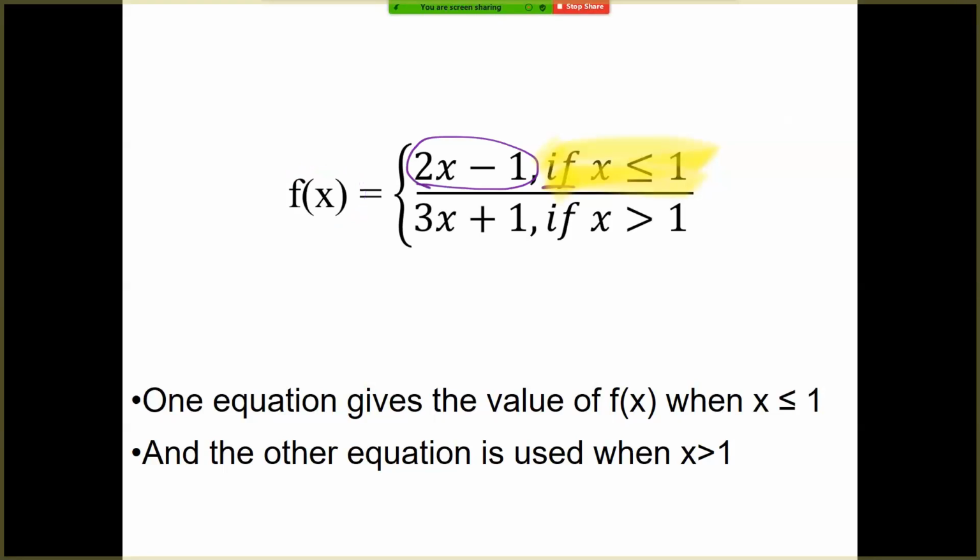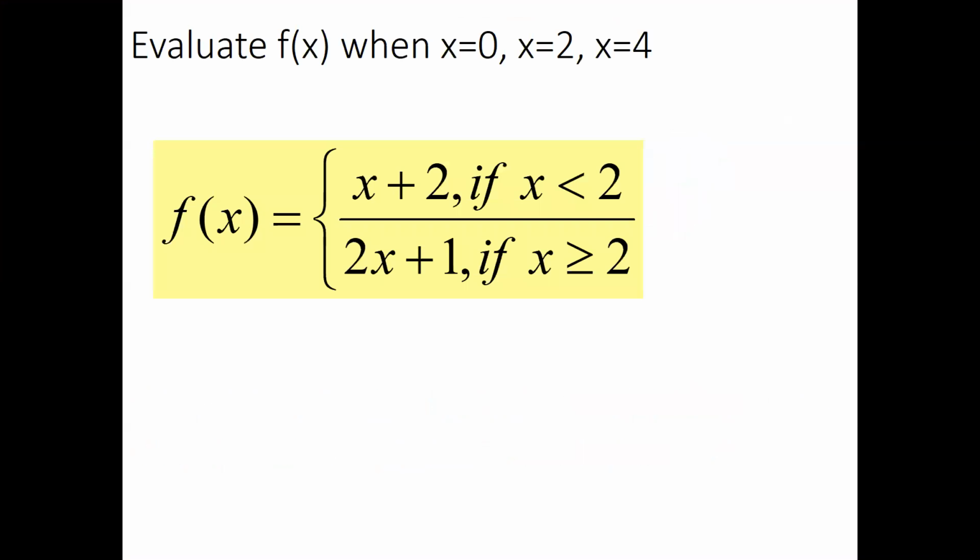If, however, I'm given an x value that's greater than 1, I'm going down here to the bottom, and I'm going to use this underlined portion. I'm going to use 3x plus 1. So one equation is used if x is less than or equal to 1, and the other one's used if x is greater than 1. So we have two different options. You just have to figure out which one you're using at the appropriate time.